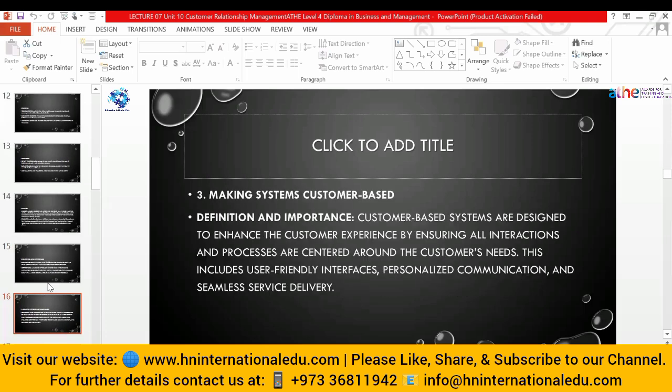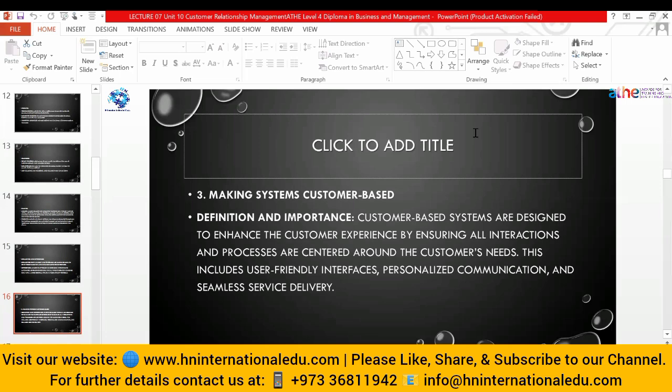Point number three, making systems consumer based. Customer based systems are designed to enhance the customer experience by ensuring all interactions and processes are centered around the consumer's needs. This includes user friendly interfaces, personalized communication, and seamless service delivery. Now, the systems, the apps, the environment which we make to satisfy the consumer should be according to their needs and wants. Like, we should test them first, ask for a survey or feedback, and then we should go for it.